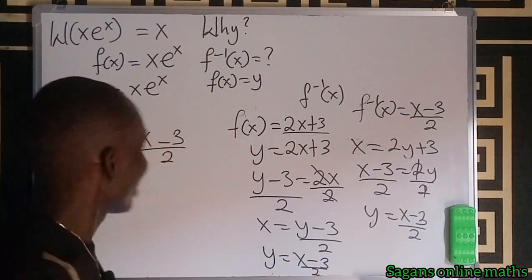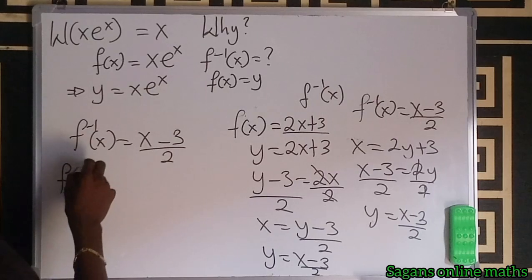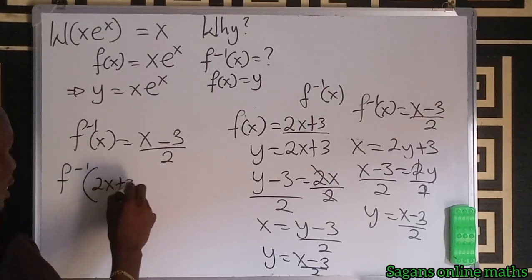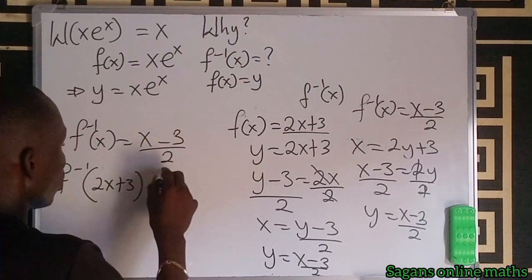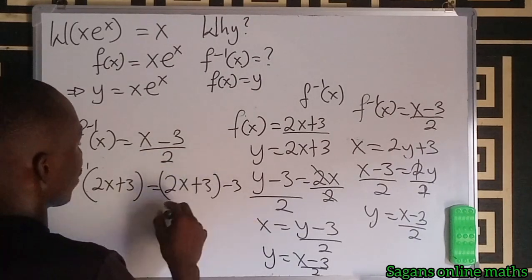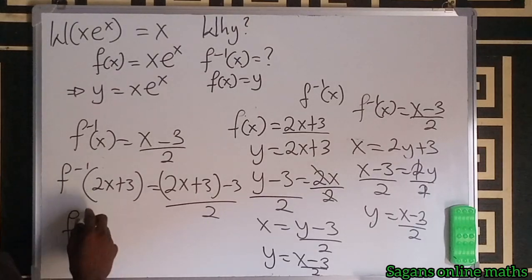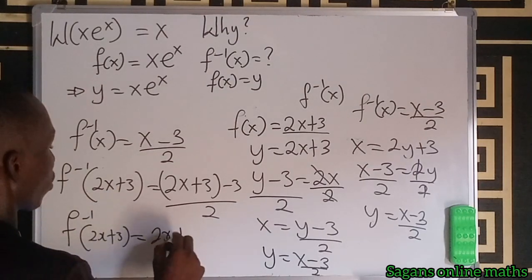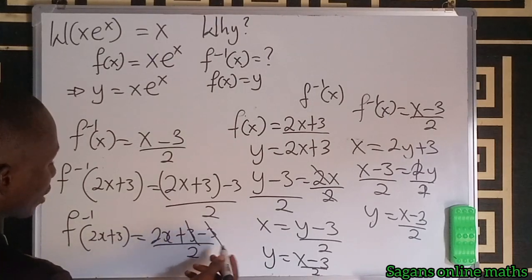Okay, now let's substitute the original function into the inverse function. So the inverse function of the original function, which is 2x plus 3, is equal to, look at x here, in place of x, put 2x plus 3, minus 3, divided by 2. So the inverse function of 2x plus 3 is equal to 2x plus 3 minus 3 divided by 2. 3 cancels 3. So if 3 cancels 3, you are left with what?